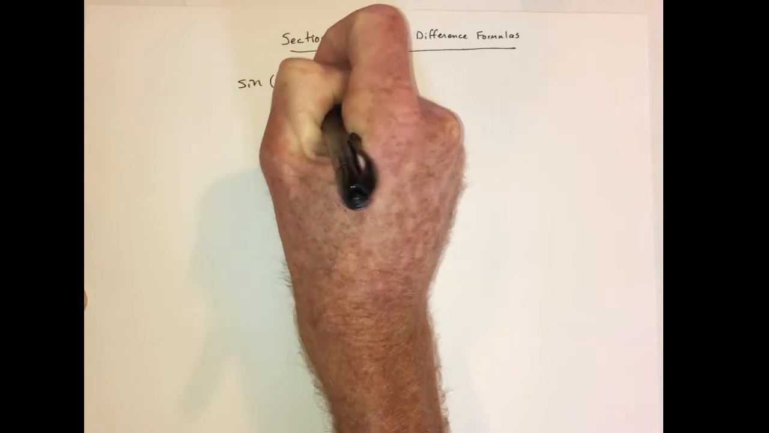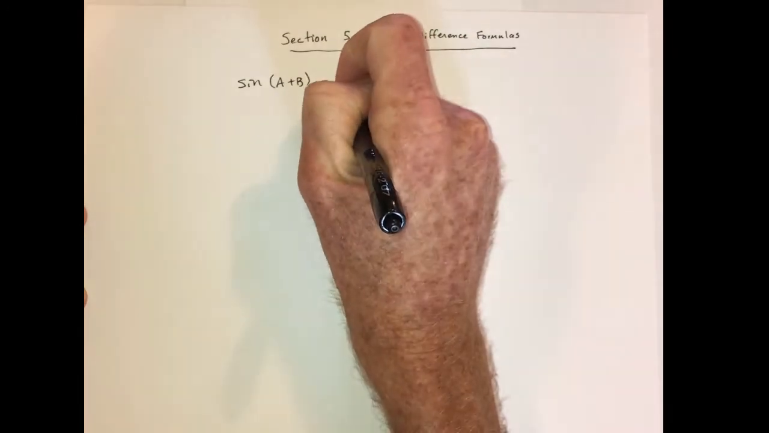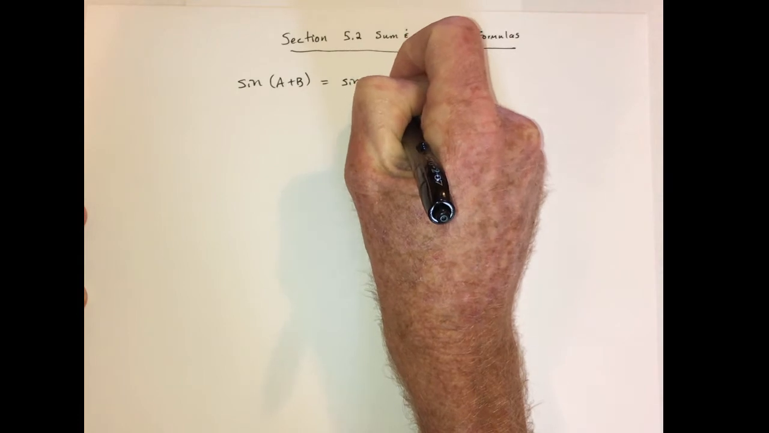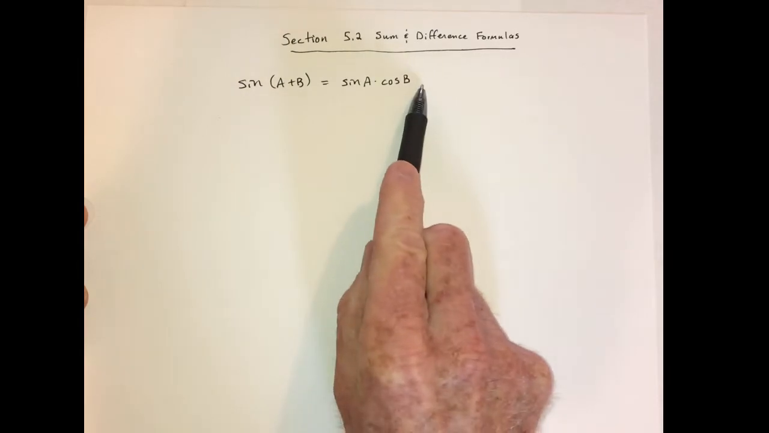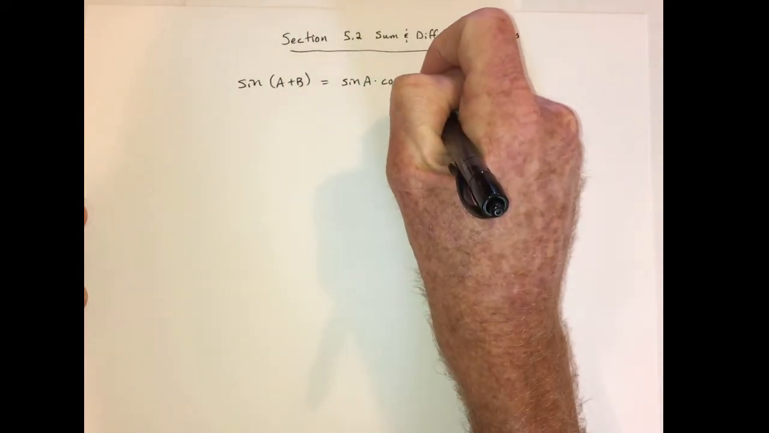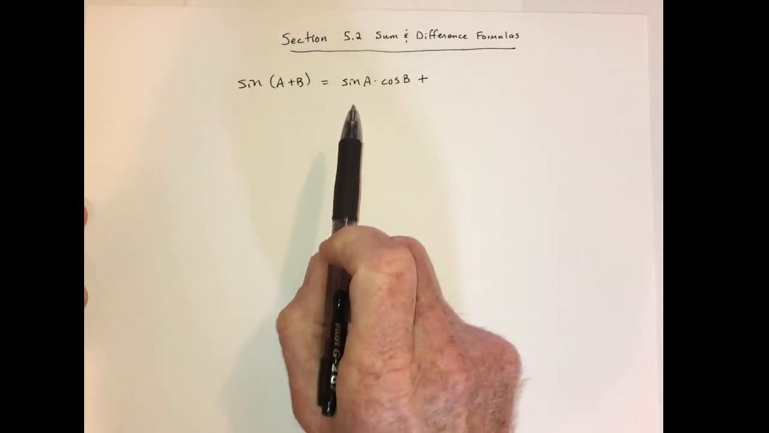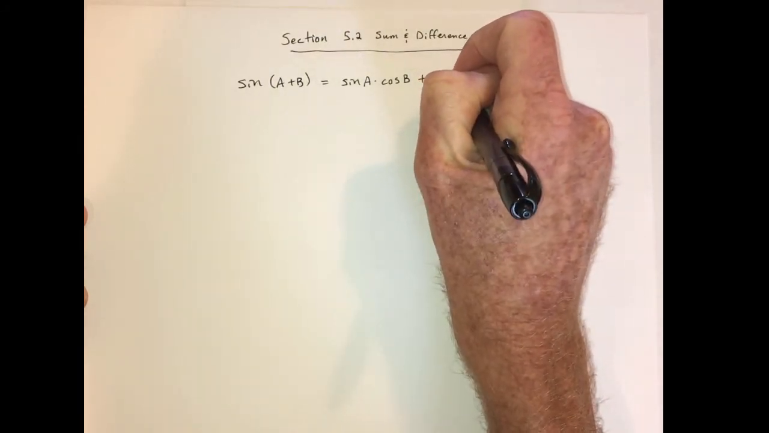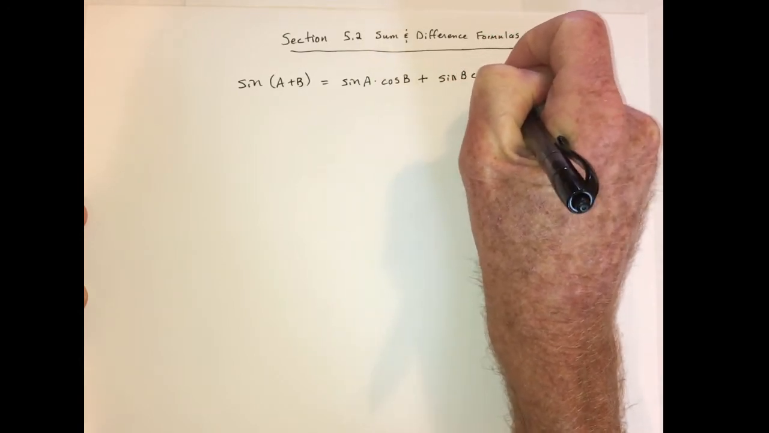So for the sum, and I'm going to start with sine. Sine of a plus b. Well, believe it or not, what you need to do is take sine of one angle, A, and take cosine of the other one, B. And then if this is a plus, this is going to be a plus. And later when this is a minus, then this is going to be a minus. So you take sine of one of them, cosine of the other, and then you switch. Take sine of the B and cosine of the A.